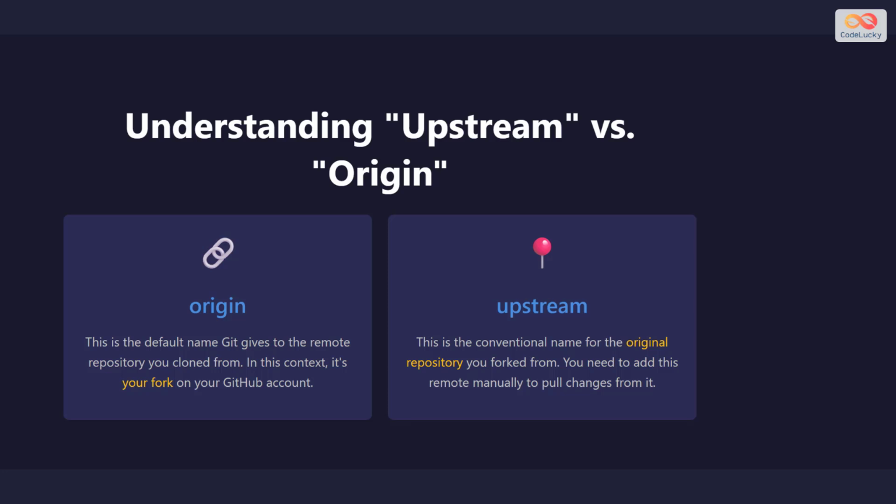In Git, we use names to refer to remote repositories. By default, origin refers to your fork, the repository you clone to your computer. We will create a new remote called Upstream, which will point to the original project that you forked from.